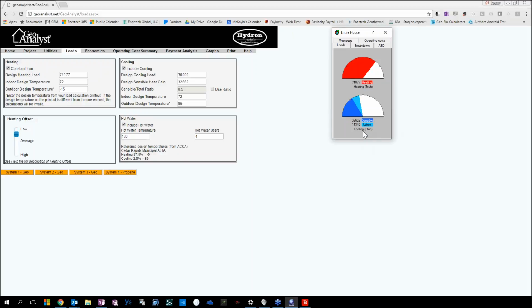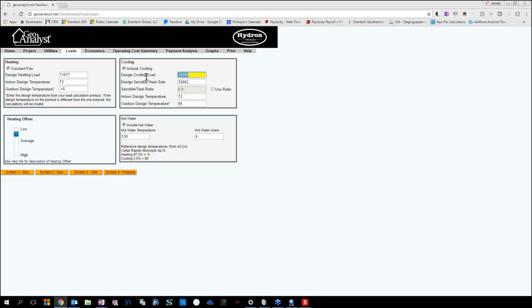And the latent load is 11,345. So I'm going to grab a calculator on my desk. 11,345 latent plus a sensible of 32,662 gives me a total load of 44,007. So if you have a program that gives you the sensible number, I would definitely recommend that you put it in there. And if you don't have a program that gives you the sensible number, try to find one.